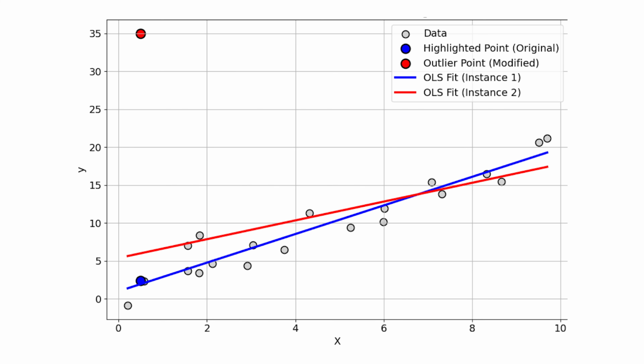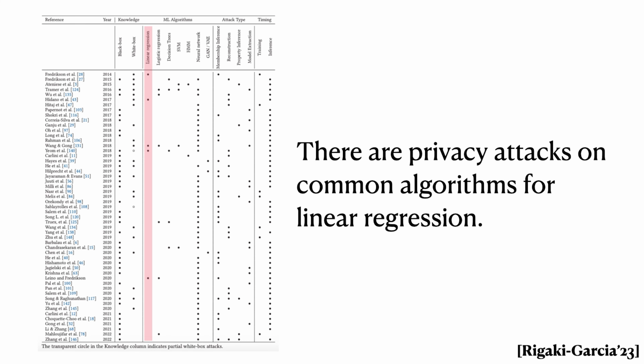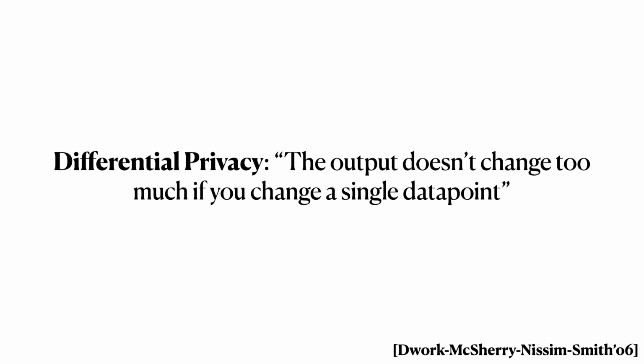In fact, there are concrete and efficient privacy attacks on many common algorithms for linear regression, which are able to do things like, for example, determine whether a given data point was part of the input dataset. Given this state of affairs, it's an important task to try to design algorithms for linear regression which do preserve privacy of individuals to the extent possible.